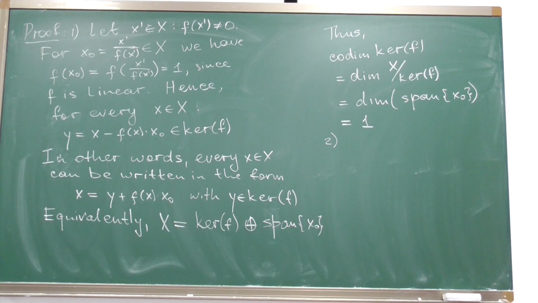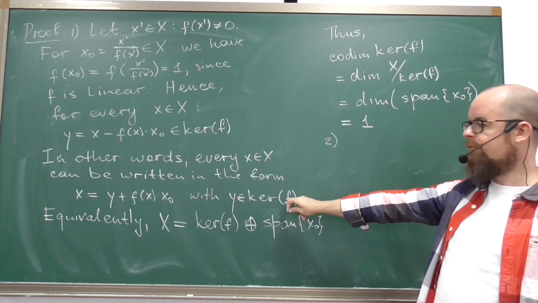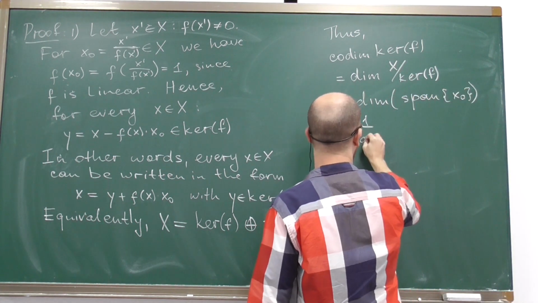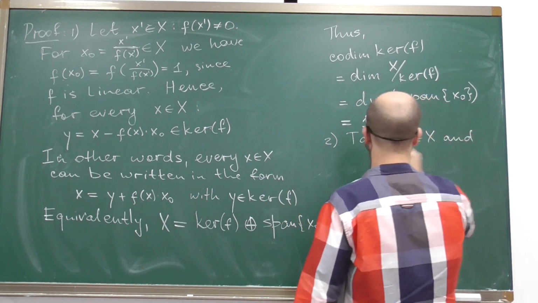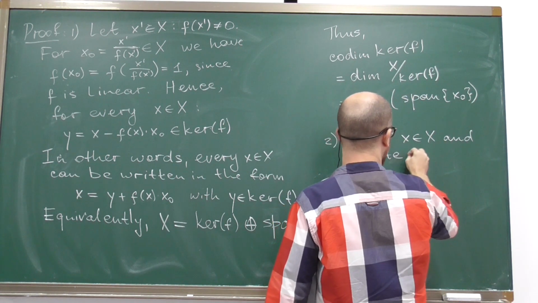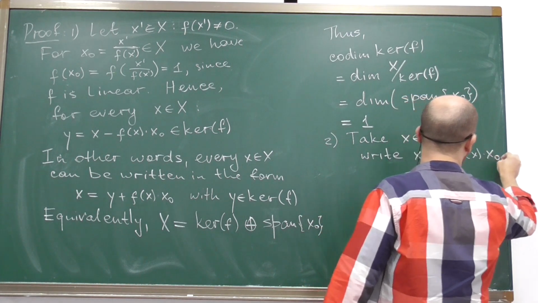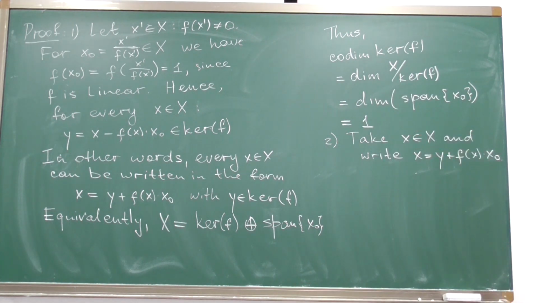So we have just proved that any element of our linear space can be written as a sum of an element from the kernel of f and a scalar multiple of any fixed x naught. Take x from X and write x as y plus f of x times x naught for some fixed x naught. In the second part of this statement we have the other linear functional g. Let us now apply g to this identity.